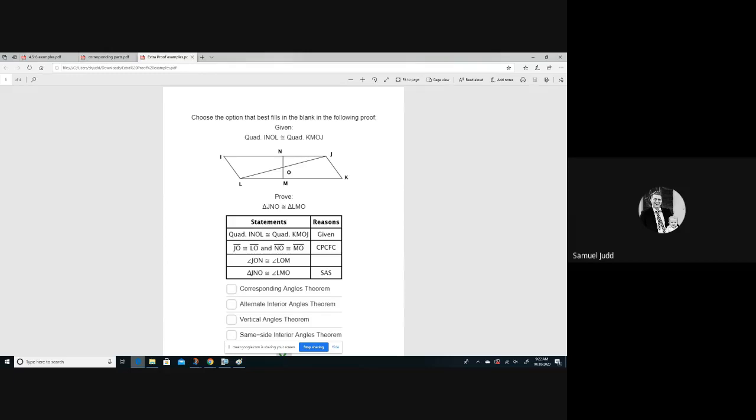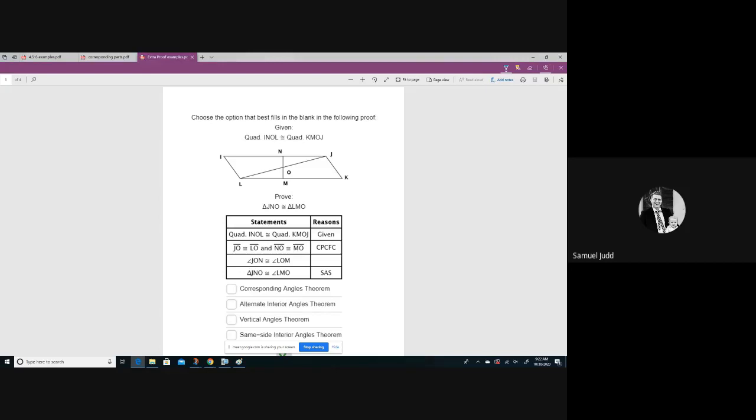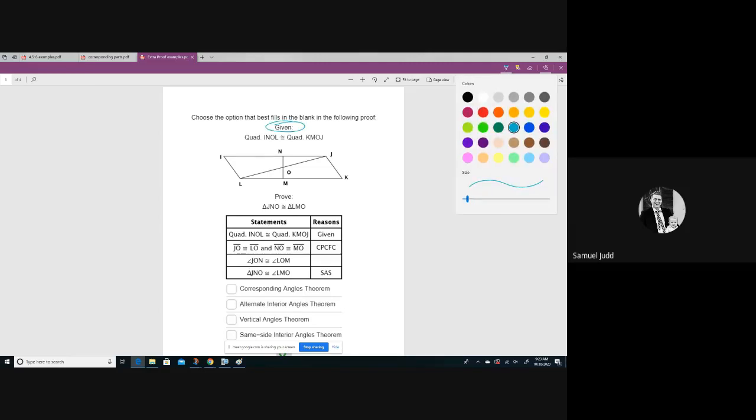Alright, guys, let's talk about some extra proof examples. So we are going to choose the best option that fills in the blank in the following proof. We are trying to prove that quadrilateral INOL is congruent to quadrilateral KMOJ. Oops, sorry, we're not trying to prove that. That's our given. Silly Mr. Judd. All right. We're trying to prove that these triangles are congruent.